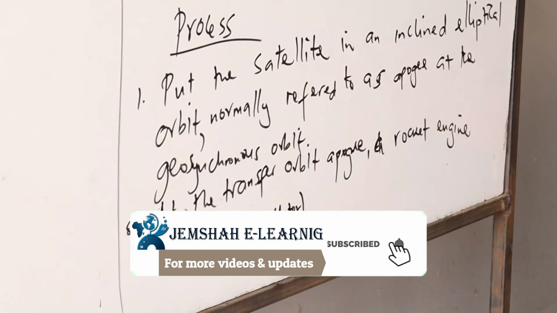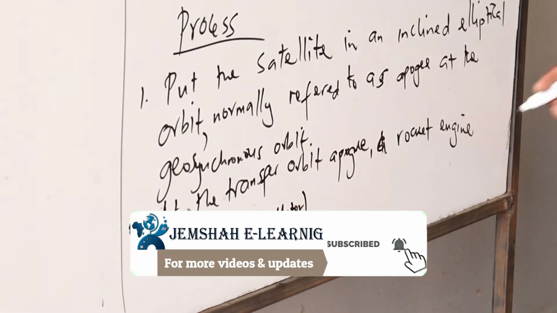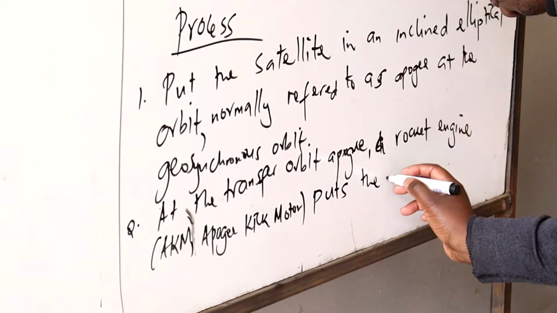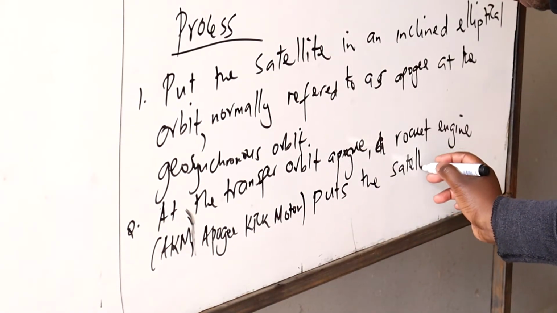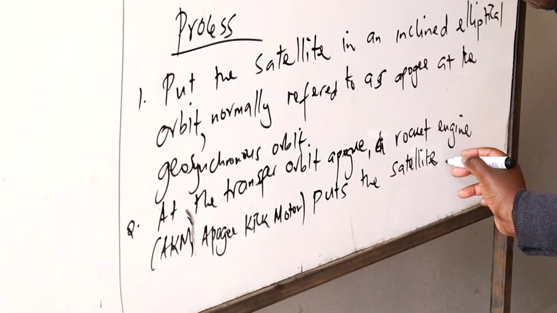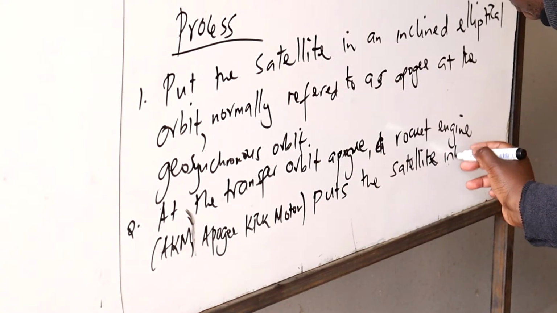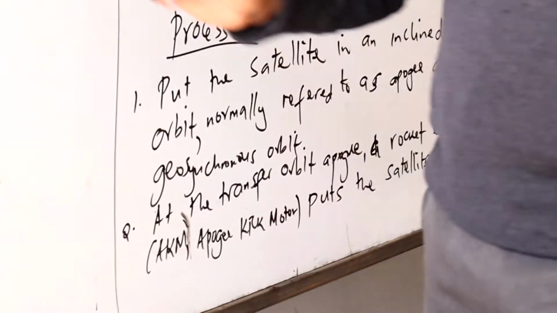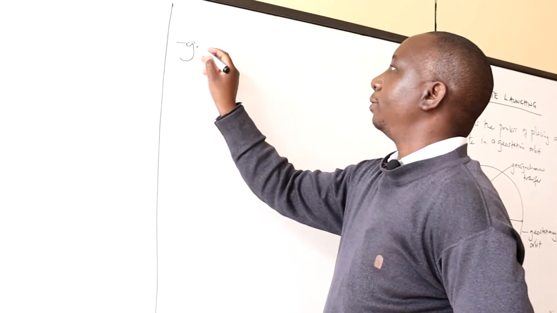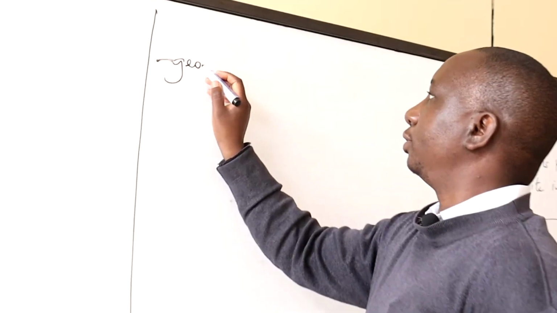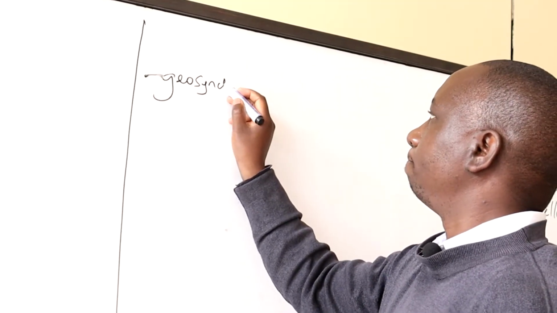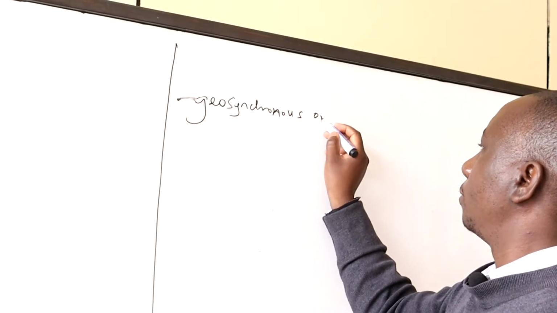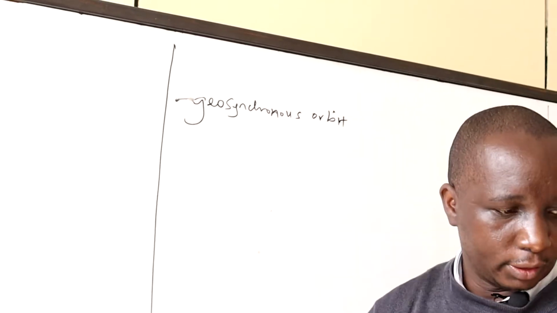The apogee kick motor puts the satellite into the geosynchronous orbit.